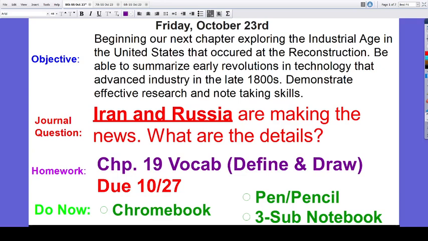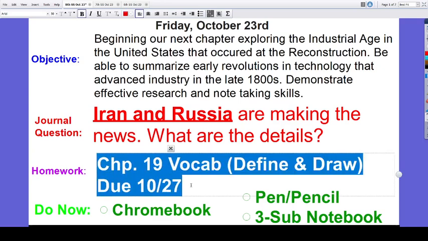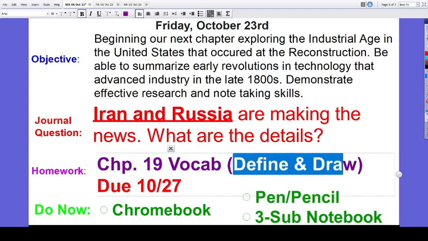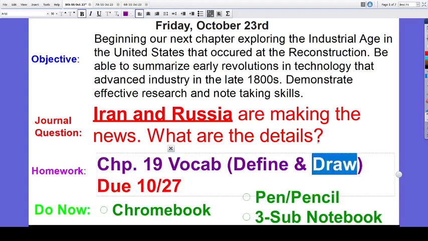Uno, don't forget to finish your vocab for Tuesday. And you need to define and draw a sweet picture. Remember, make sure your picture explains or shows the meaning or what that person did, not just a stick figure.